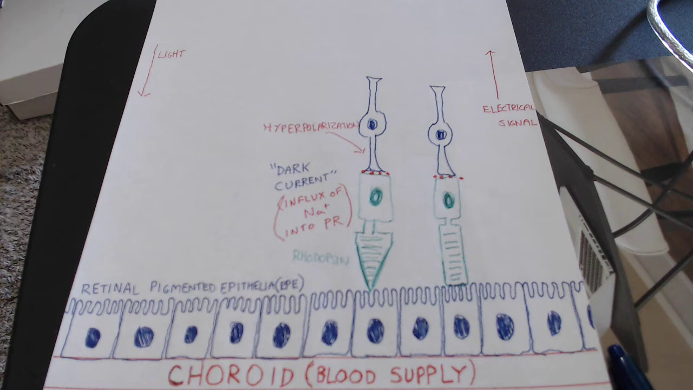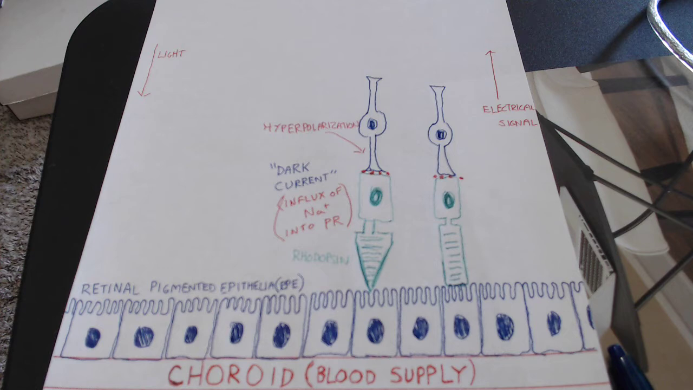So they're just constantly depolarized, constantly releasing that inhibitory neurotransmitter. So basically, without making this more complicated than it needs to be, this is the default position of your retina and of your photoreceptor cells. When they are not stimulated, they are excited and they keep those bipolar cells quiet.